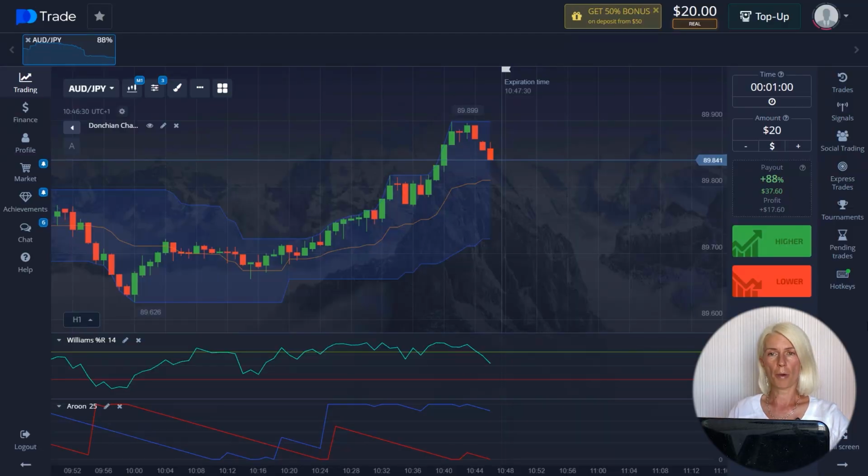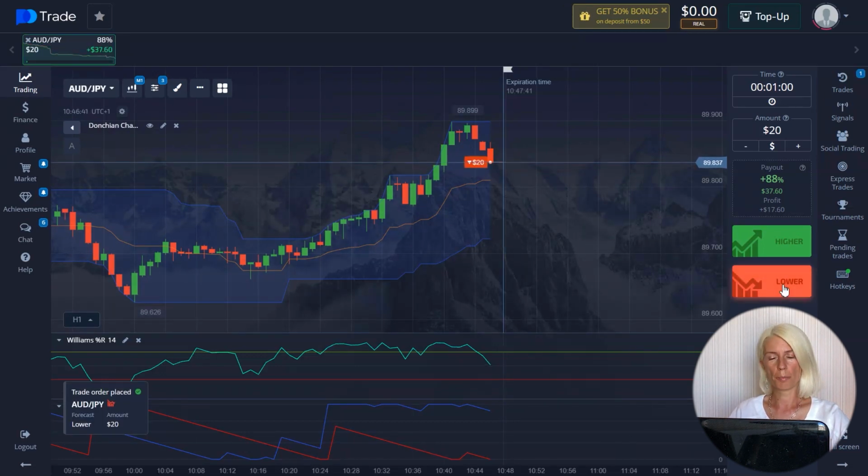I will overclock my deposit trading on the Australian dollar Japanese yen currency pair. The time frame is equal to M1. On the chart, we see a decrease in price, and we will open the first down trade for 1 minute with $20 in, as I said.